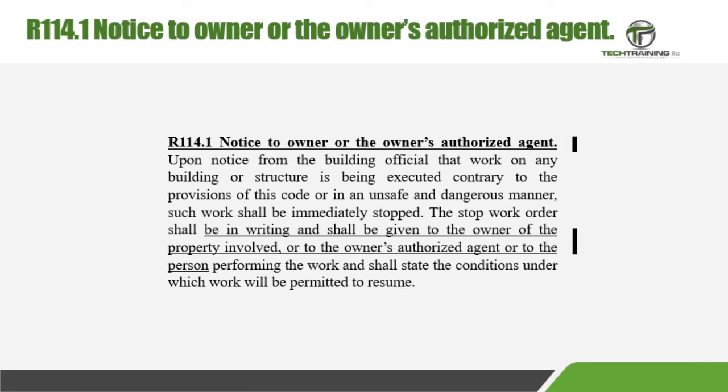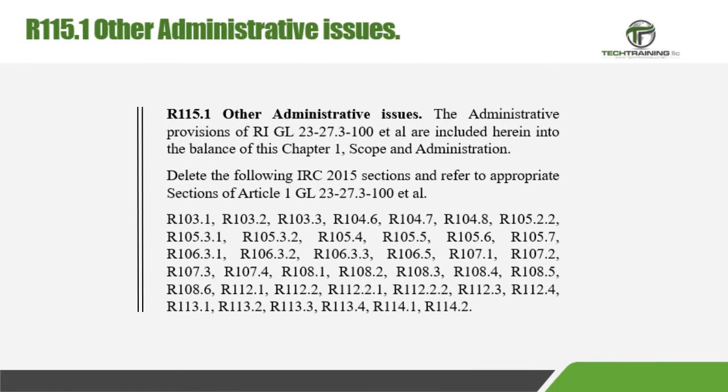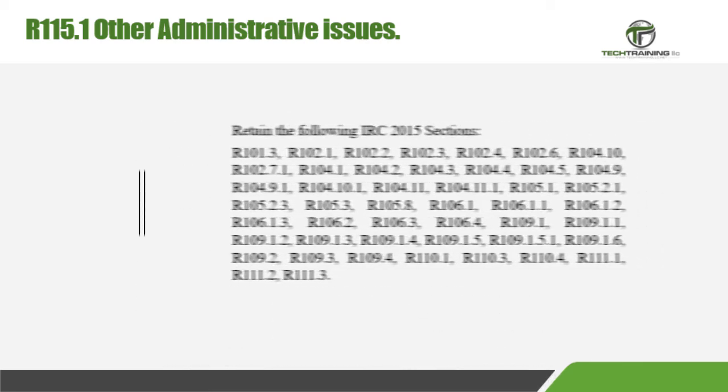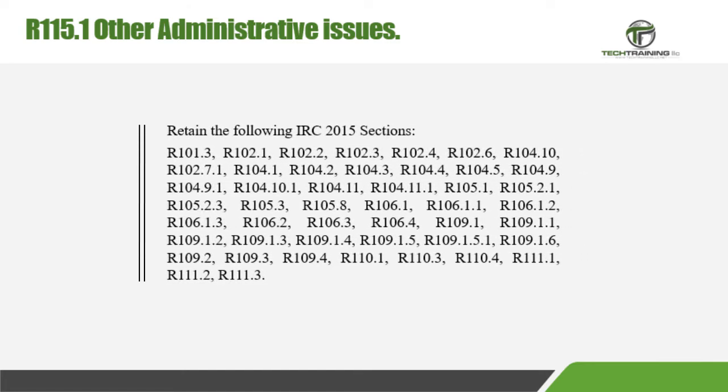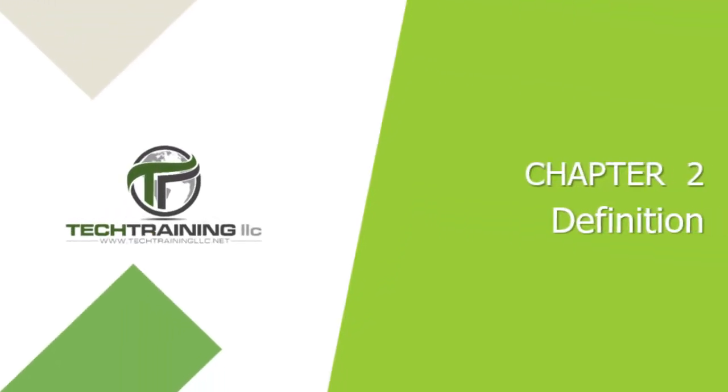R114.1 Notice to owner or the owner's authorized agent also had technical changes regarding the term owner's authorized agent. R115.1 Other Administrative Issues is a Rhode Island amendment, obviously, as Rhode Island administrates this code. R115.1 Other Administrative Issues continues. And this concludes all the changes and amendments in Chapter 1 of the 2019 Rhode Island Residential Code. Let's now move on to Chapter 2, Definitions.